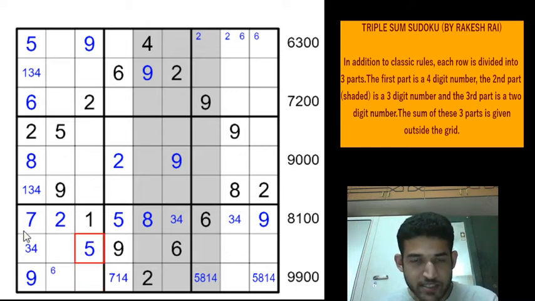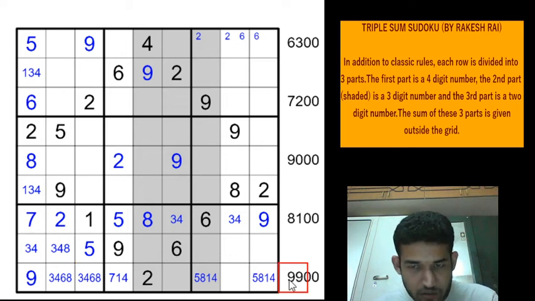And now the remaining digits in box 7 are 3, 4, 6 and 8, right? So we'll remove the corner pencil mark. So this will be a 3, 4, 6, 8. This will be a 3, 4, 6, 8, and this will be a 3, 4, 6 is here. So this will be a 3, 4 or 8.